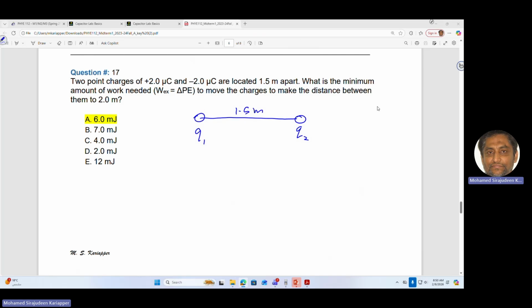Then we move these charges, maybe one of the charges, to make the distance greater. So now with the same 2 charges, before it is R1 equal to this, R2, we change the R, now it is 2 meters. These are both, one is positive, one is negative.